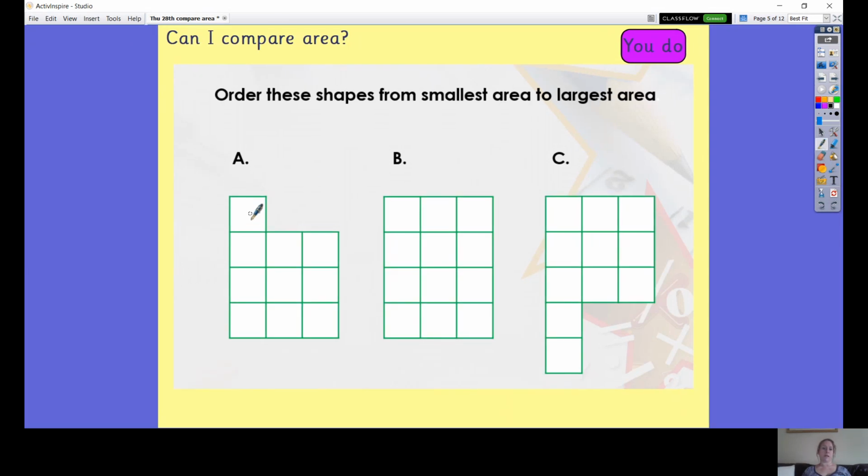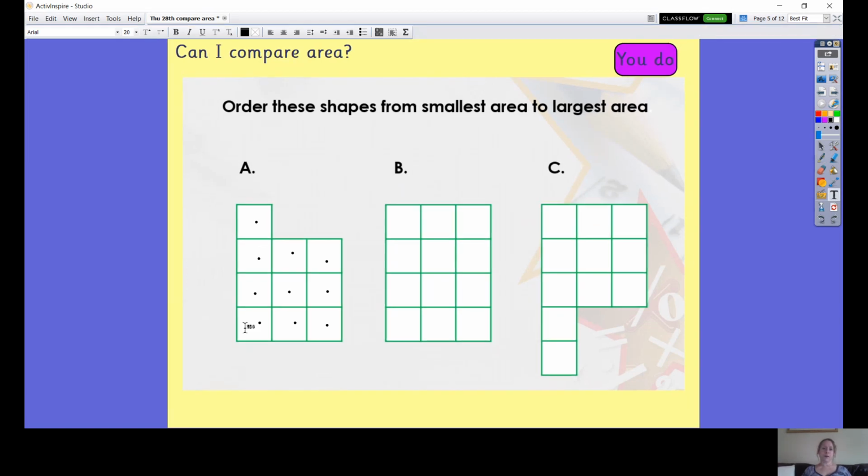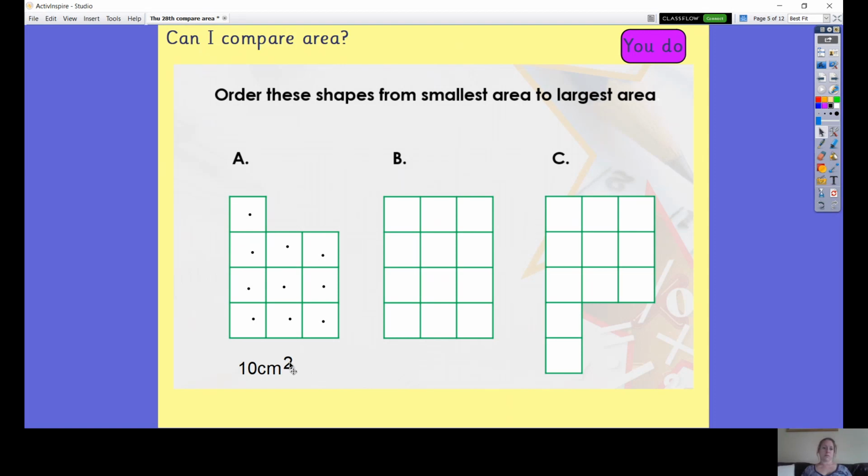Okay, so off we go again with our counting. 1, 2, 3, 4, 5, 6, 7, 8, 9, 10. So that one is 10 centimetres squared. Got to put that 2, just a bit smaller and written up, so it sort of goes up in the air like that. Then the next one, shape B: 1, 2, 3, 4, 5, 6, 7, 8, 9, 10, 11, 12.